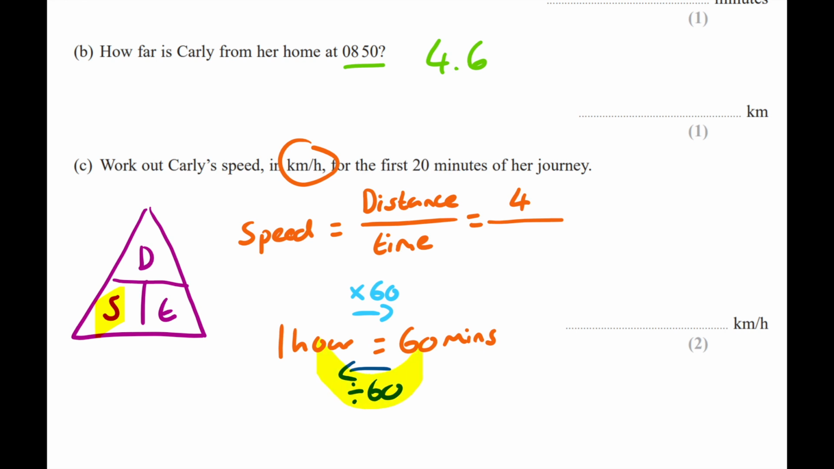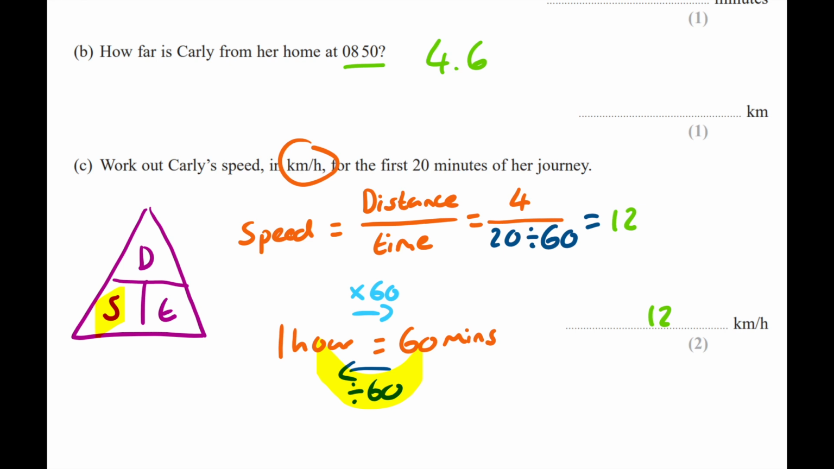It makes sense just to do it in one equation. So I'm going to put the 20 minutes here. We're then dividing by 60 because we're converting. Then when you type that in a calculator, that will give you 12 kilometers per hour.